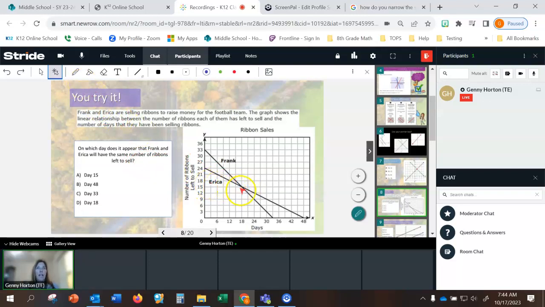Don't overthink that. So if you look down, our X here, and that's all we're asking for, because here this is days. So it's 18 days. So the answer here is D.